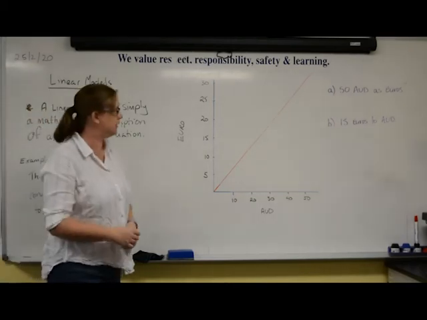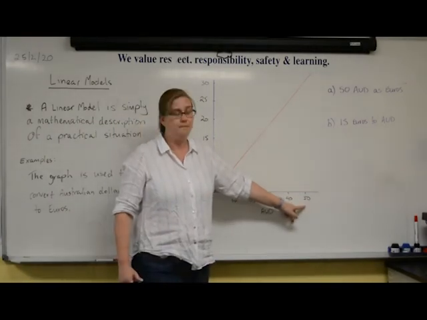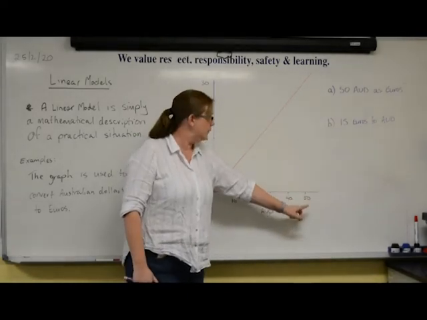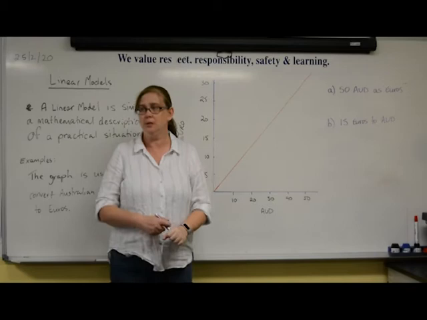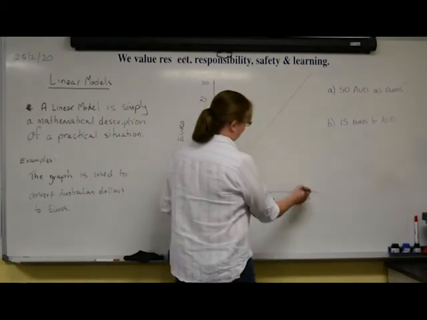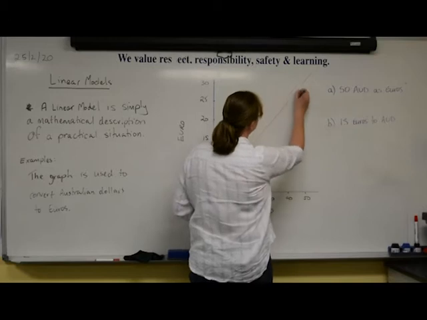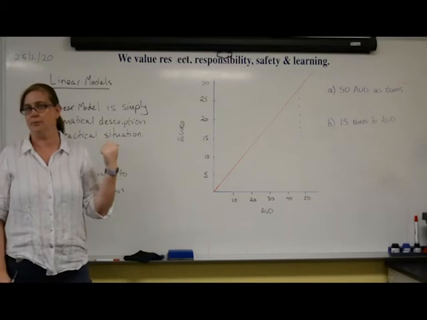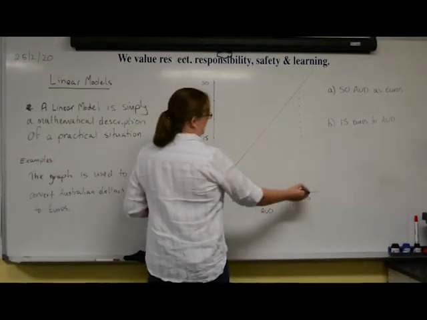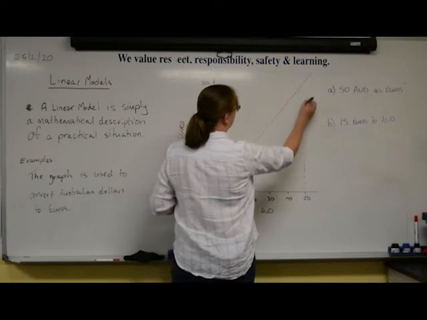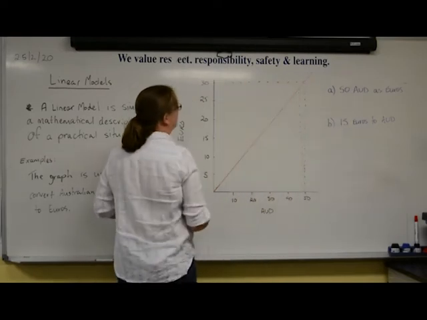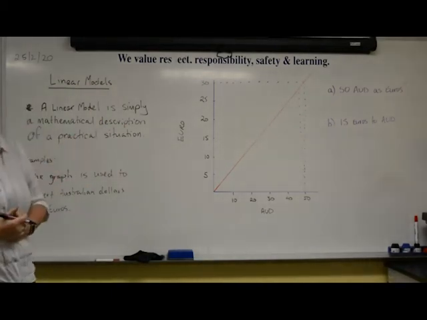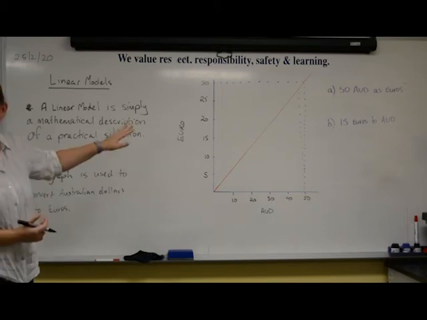So the technique is pretty simple. Go across to 50. So we've gone across to the 50 on the AUD section. We go straight up until we hit the red line. And if we've drawn our graph properly, when we come back across, it should be at the 30, which means that 50 Australian dollars is 30 euros. And that's just how that graph works.